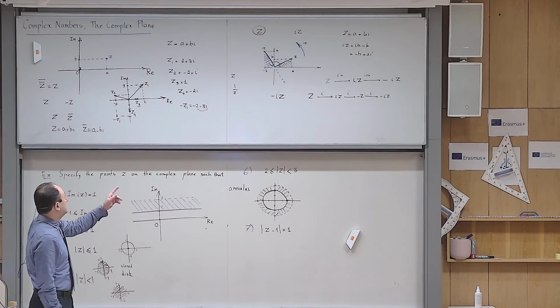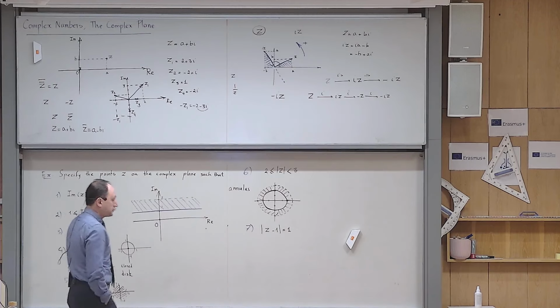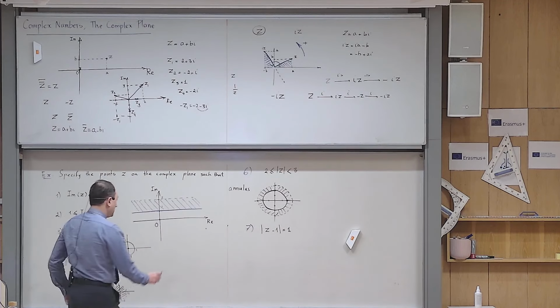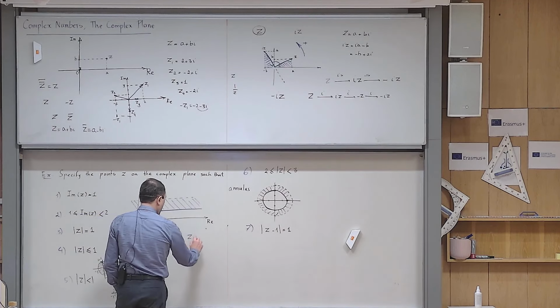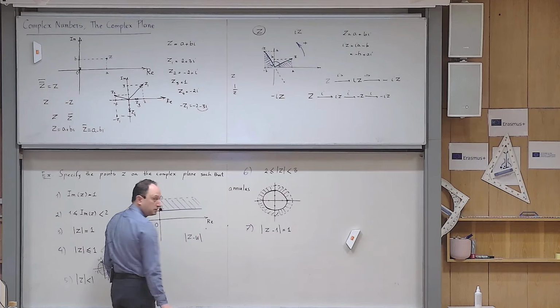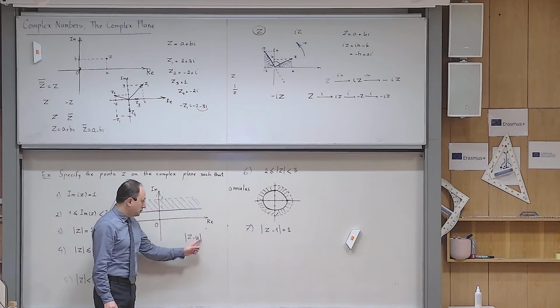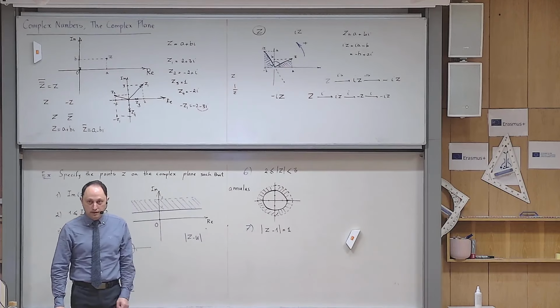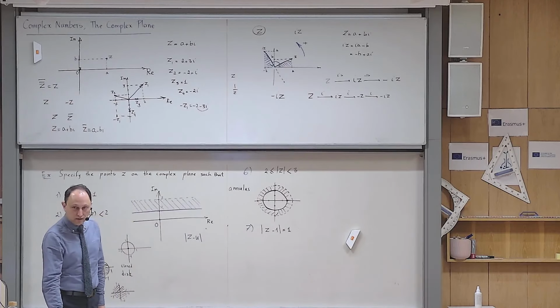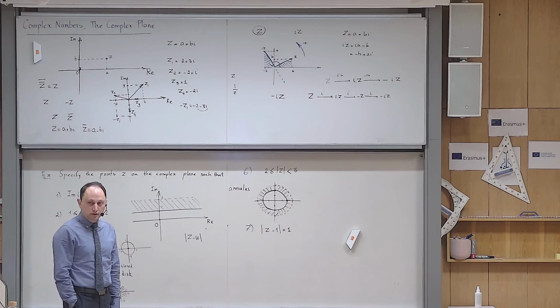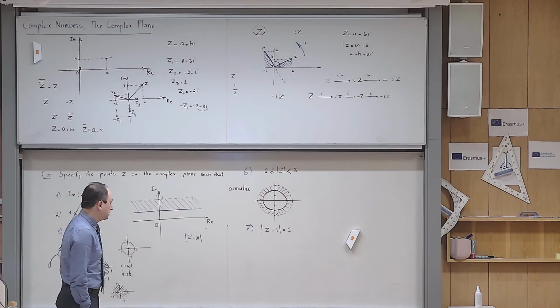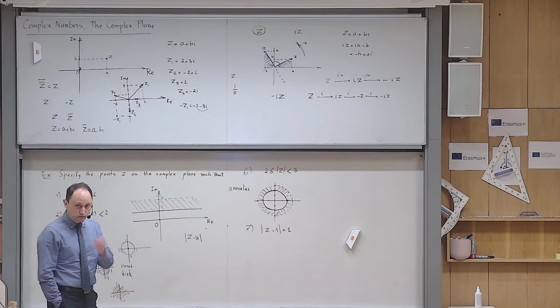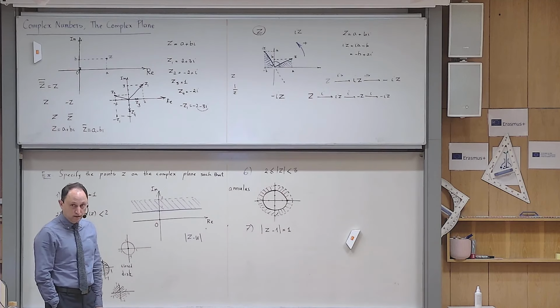I unfortunately erased the remark. What was the remark I told you? Do you remember? We discussed absolute value of z minus w. What is the interpretation between these two? It's a circle, but it's shifted one to the right, with radius 1.